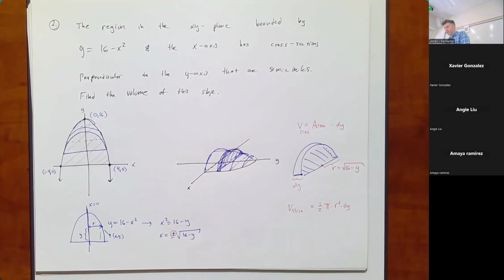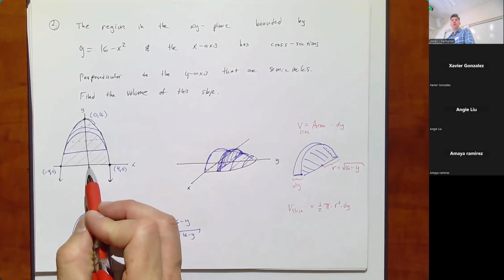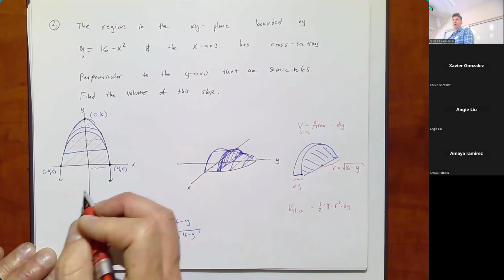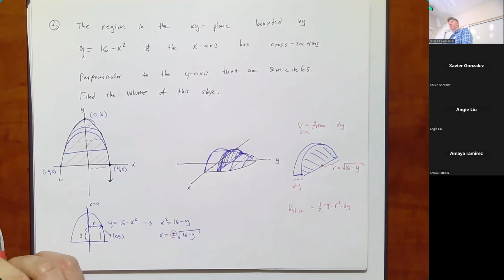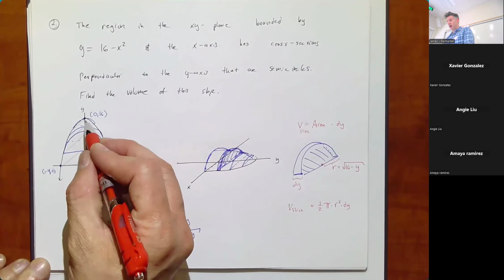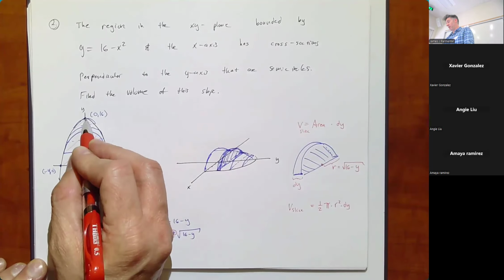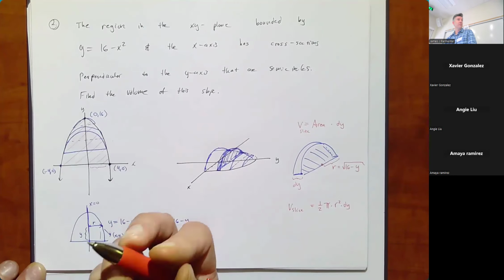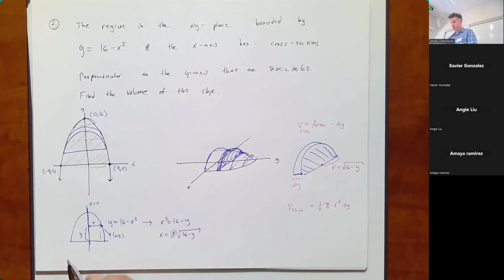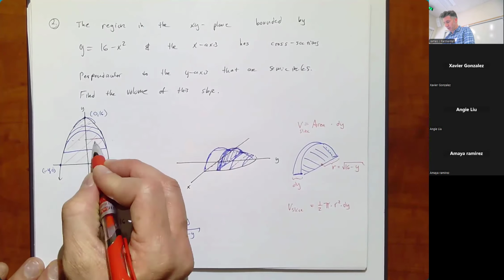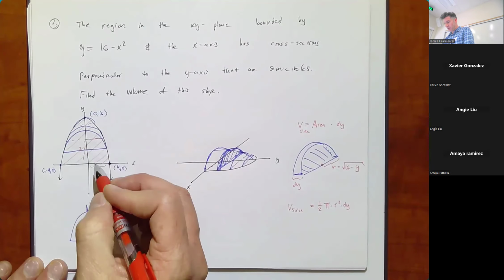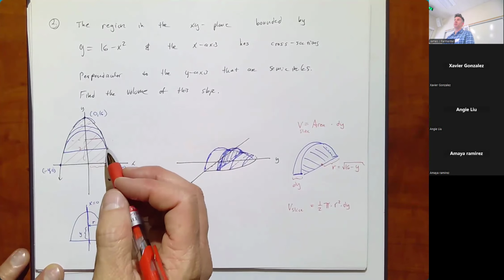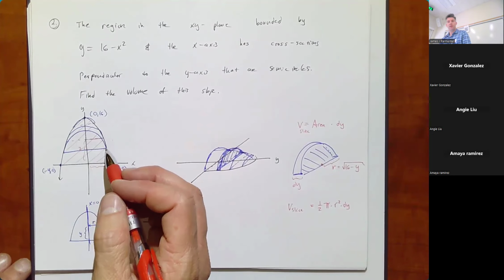Let's think about that for a second. If we're at the bottom here, where y is 0, the radius should be the square root of 16 minus 0, which is 4. If we're up here at the very top, where y is 16, the radius should be the square root of 16 minus 16, which is 0. That seems reasonable-ish. And then somewhere in the middle, like right here, if y was equal to, I don't know, let's say 7, then the radius is going to be the square root of 16 minus 7, which is 3. Okay, that seems not unreasonable.